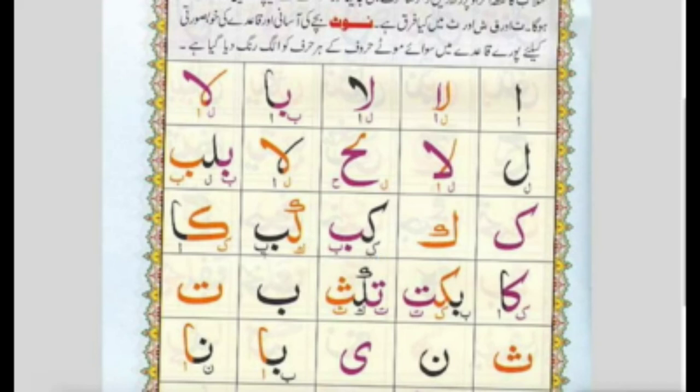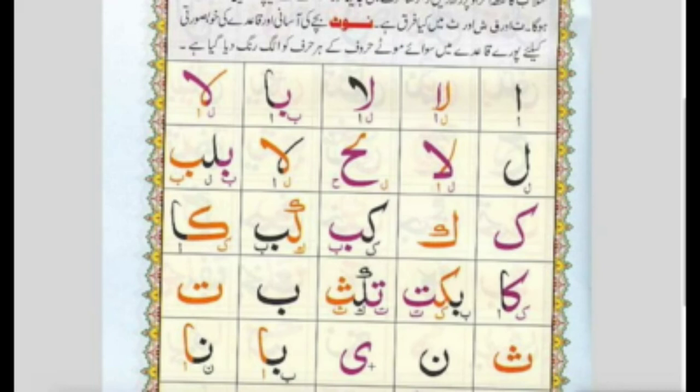Kaf, Ba. Kaf, Alif. This is a sign of Kaf. Kaf, Alif. One dot in the bottom, Ba. Kaf, Ta. This is the Kaf sign that we read here. The small Kaf. Ta, Kaf, Sa. Ba, Ta, Sa, Noon, Ya.